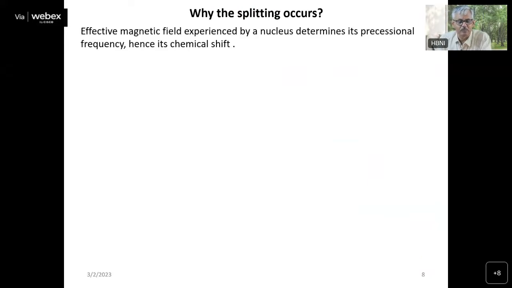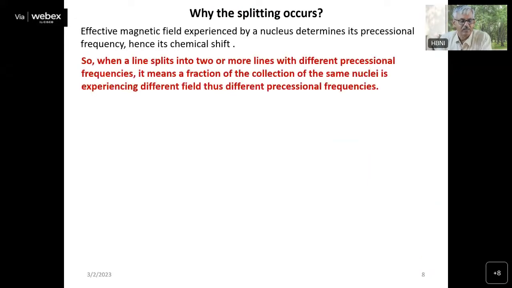Now let us see why this splitting occurs. Okay, so what do you mean by there are two lines? That means the molecule is absorbing the radio frequency at two different frequencies, or the nuclei are having two different precessional frequencies. Okay, when you have a different chemical shift, you get two lines, and that is happening due to the two different precessional frequencies.